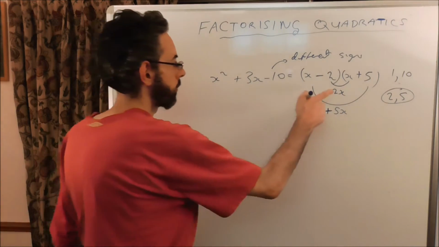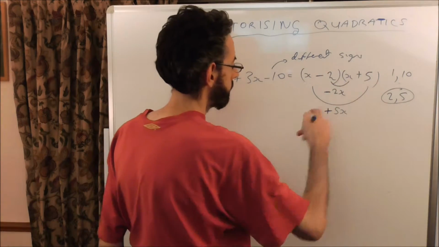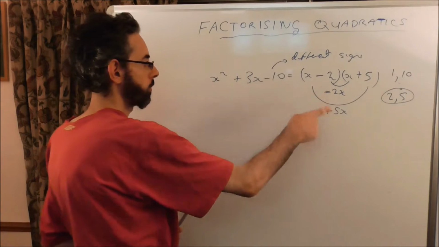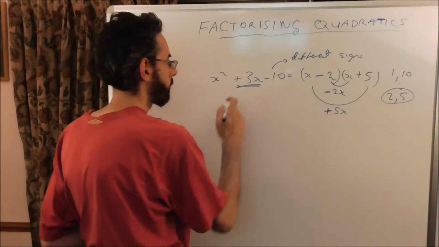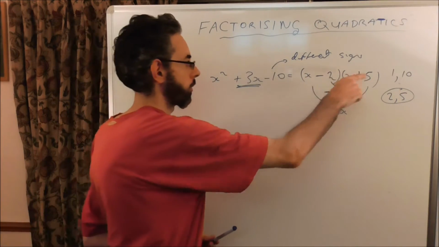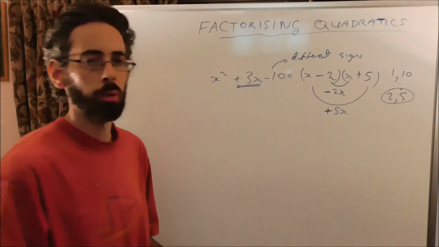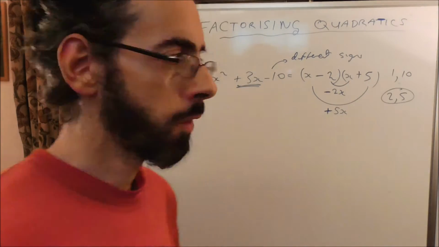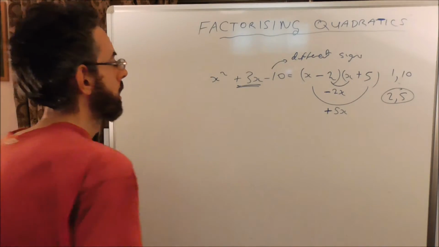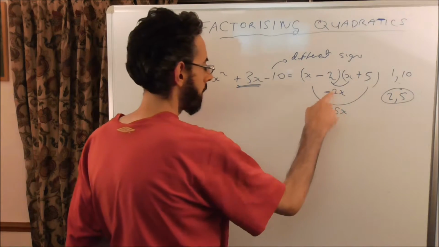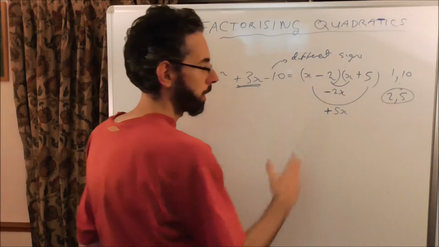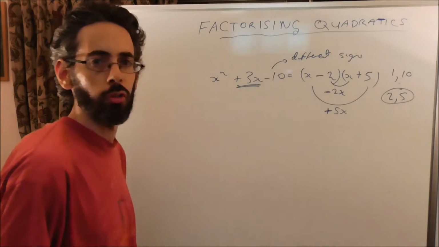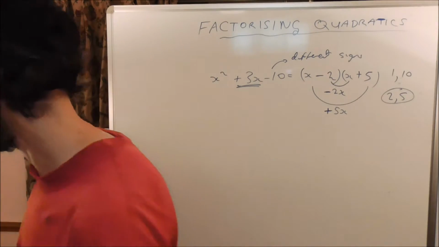Minus 2 times x is minus 2x, x times 5 is 5x, minus 2x plus 5x is 3x. So this is the correct answer: (x minus 2)(x plus 5). If the signs were the other way round, you'd get 2x here and minus 5x here if you were to expand the brackets, and that adds up to minus 3x, so it doesn't quite work.